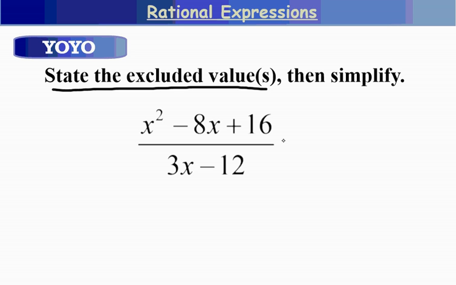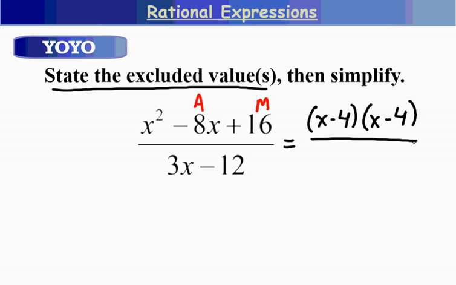Okay, let's do this. So first thing I would do is factor. If I factor the top, two numbers that multiply to be 16 and add up to be -8 are going to be -4 and -4, so x minus 4, x minus 4. If I divide out down here, they don't have an x in common, but they both have a 3, so if I divide out a 3, then there'll be an x minus 4 left behind. So I factored it. Now I can state the excluded value.